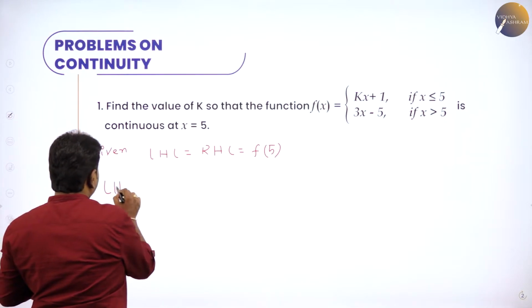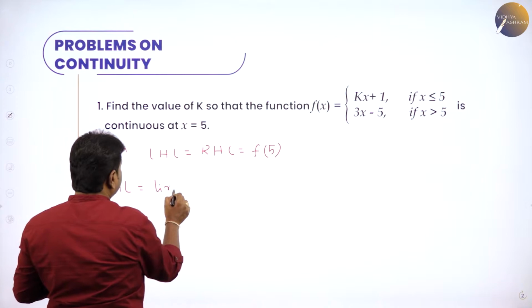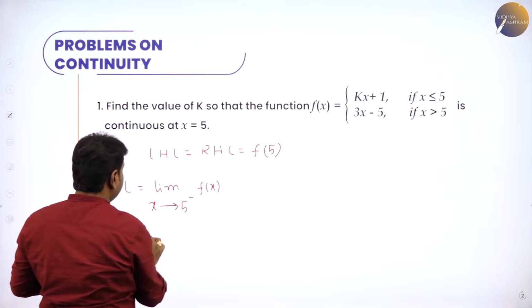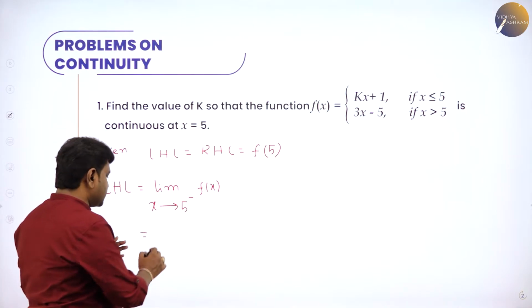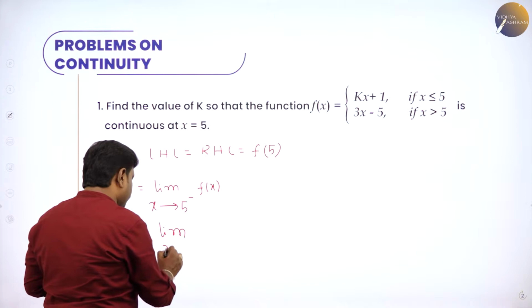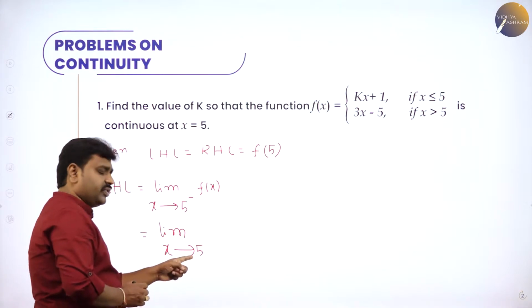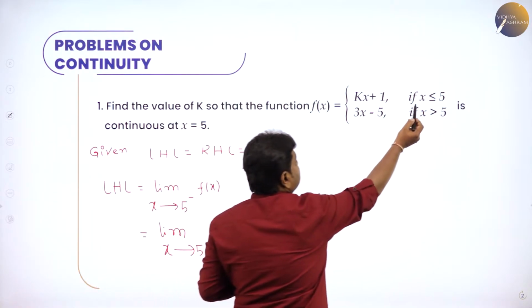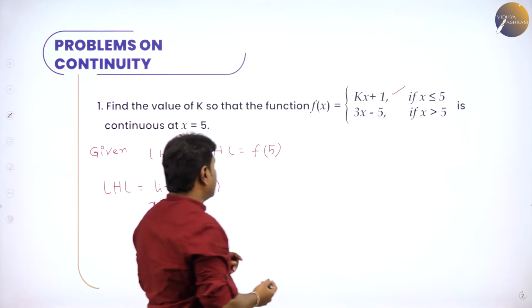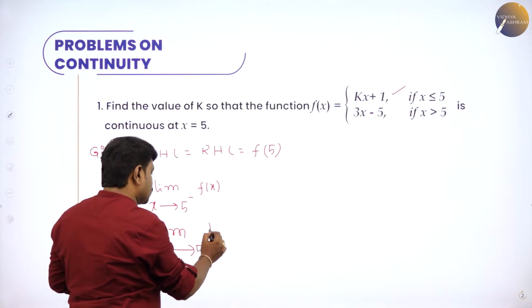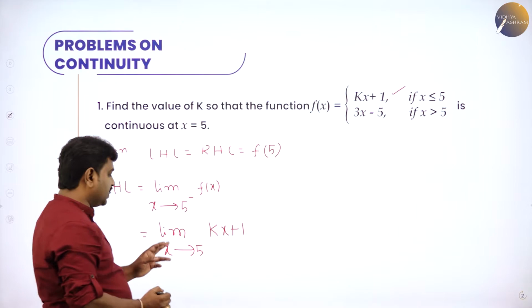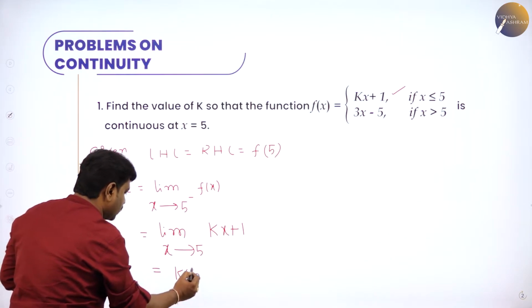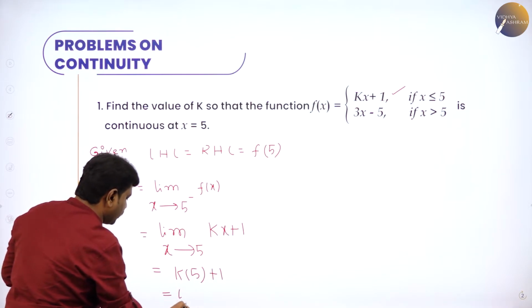What is LHL? Left-handed limit. What is left-handed limit? Limit x tends to 5 minus f of x. What is the meaning of this? Limit x tends to 5 minus means it is the same as limit x tends to 5, but minus means choose the function when x is less than 5. So when x is less than or equal to 5, this is the function. Now in the place of f of x, take that kx plus 1. Now apply the limit. Limit x tends to 5 means in the place of x put 5. So we'll get k into 5 plus 1, which means 5k plus 1.